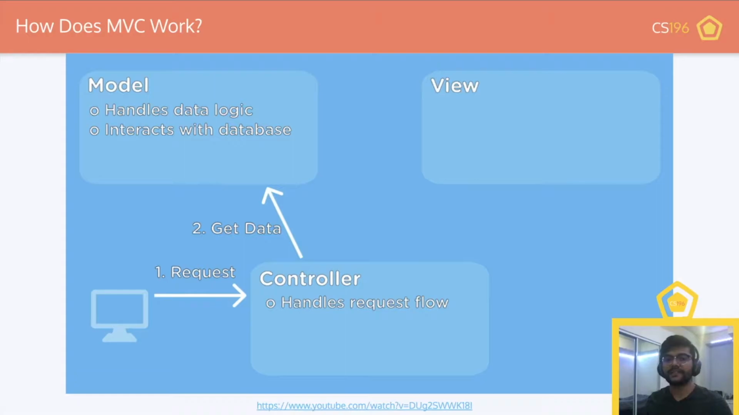It then sends the data or information or request to the model. The model handles data logic and interacts with the database. So all data-related things happen with the model. This is good because the controller, this thing that handles user input, doesn't have to deal with data, and it's all separated out. We abstract away its complexity.